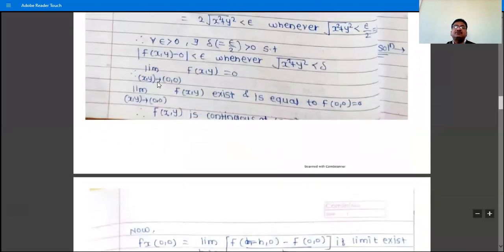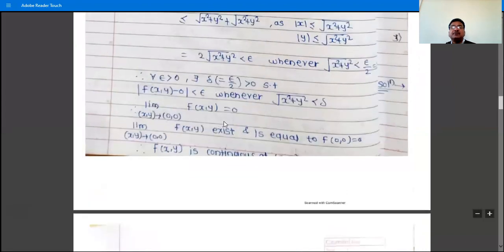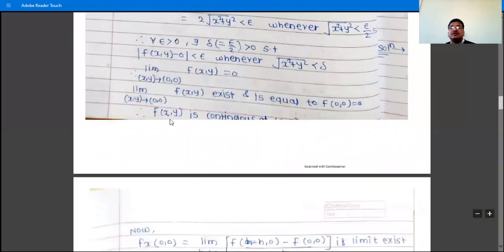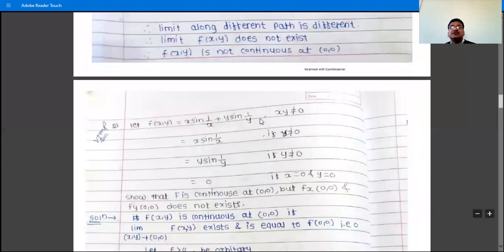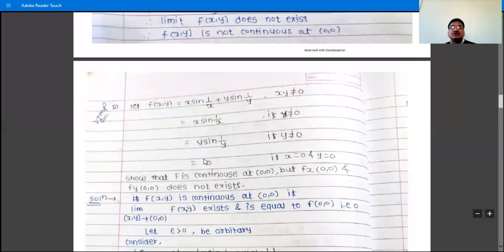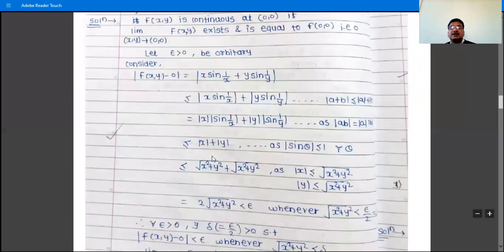And therefore limit xy tends to 0, 0 of fxy is 0, and this limit exists and is equal to f of 0, 0, because the value of f of 0, 0 is 0. So these two are equal. This limit exists and its value is equal to f of 0, 0, and therefore fxy is continuous at 0, 0. Now we have to show that fx 0, 0 and fy 0, 0 do not exist.